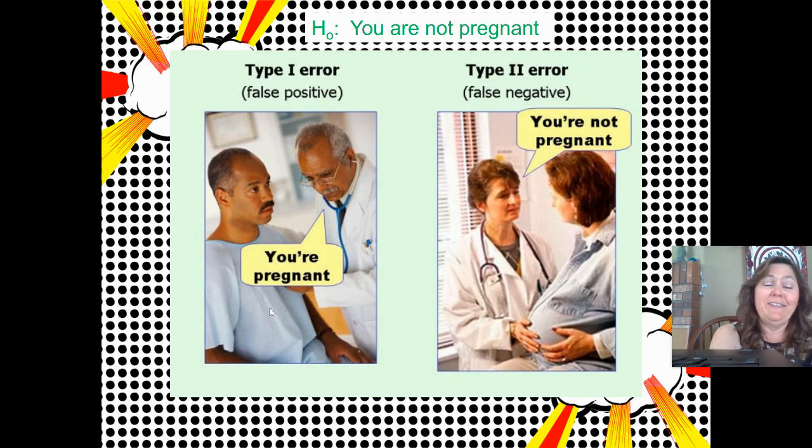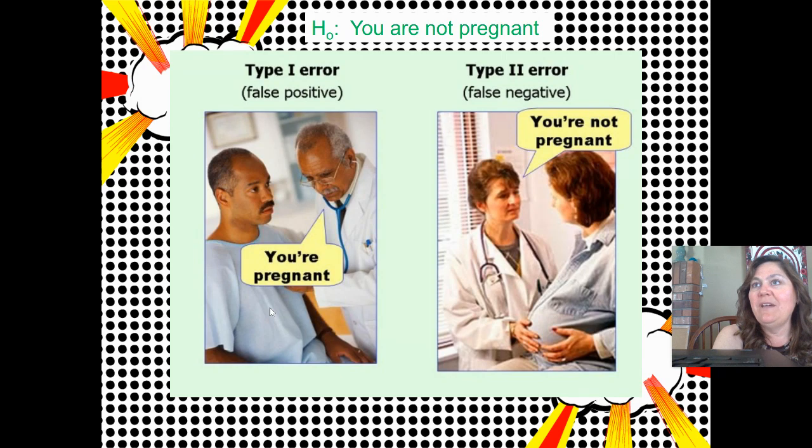And a fun little meme again here for type 1 and type 2 errors. So if our H0 was, you are not pregnant, okay? The type 1 error is where we reject that and say the alternative, you are pregnant, and we shouldn't have, that's false. So there's the first doctor giving an incorrect diagnosis there.